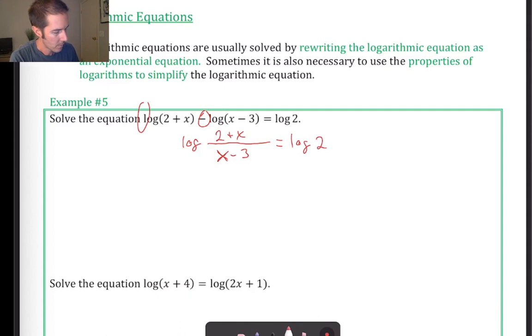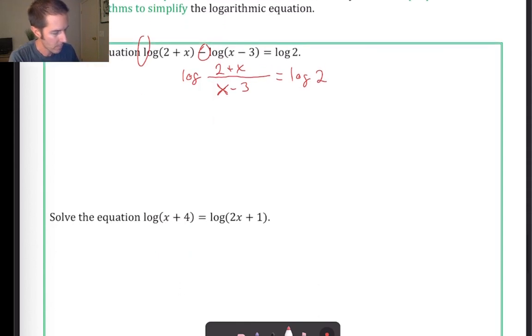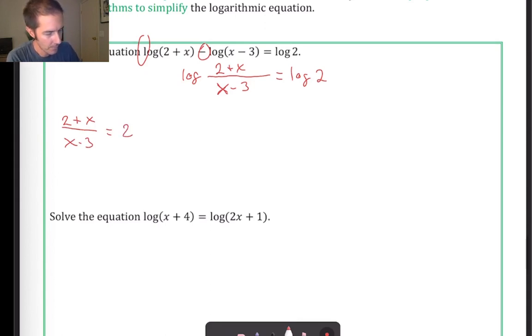I'm going to move over to the left a little bit to make sure I have enough room to finish working this out. So let's set 2 plus x over x minus 3 equal to 2. Then I'll multiply both sides by x minus 3, giving us 2 plus x equals 2 times the quantity x minus 3. This is very straightforward stuff, right? We've gotten to the point in the problem where we know what we're doing. I know how to do this.